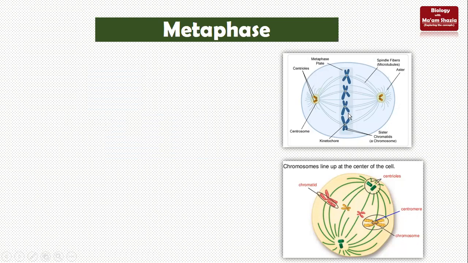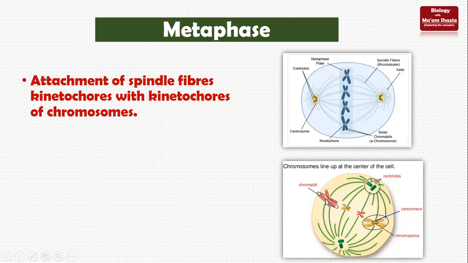It is most of the time the center of the cell as well, but it is actually the center of the spindle fibers, right? So they arrange themselves on the center of the spindle fiber like this and like this. So every chromosome has its own copy attached with it through the centromere, right? So there is attachment of the spindle fibers' kinetochore with the kinetochore.